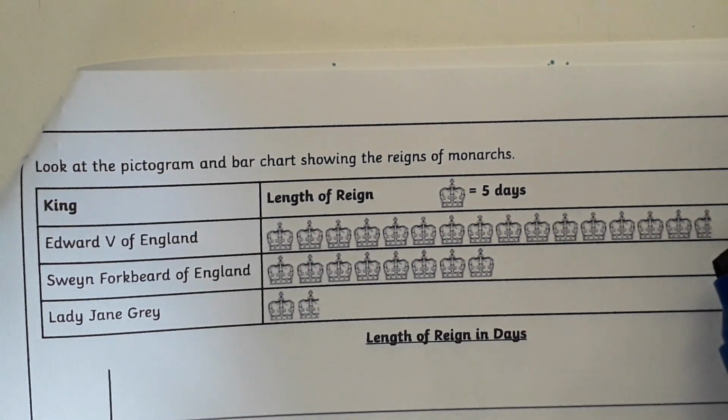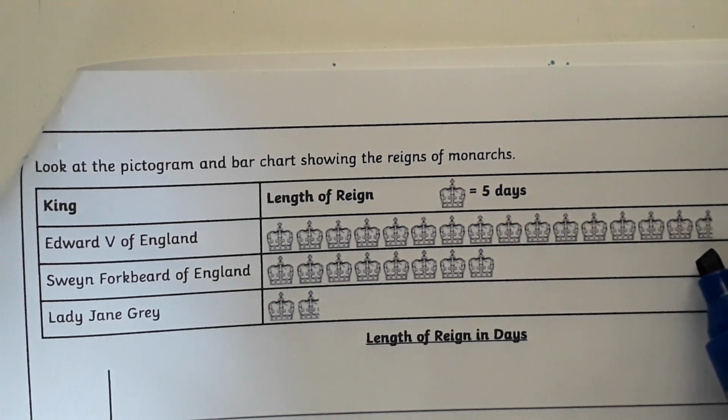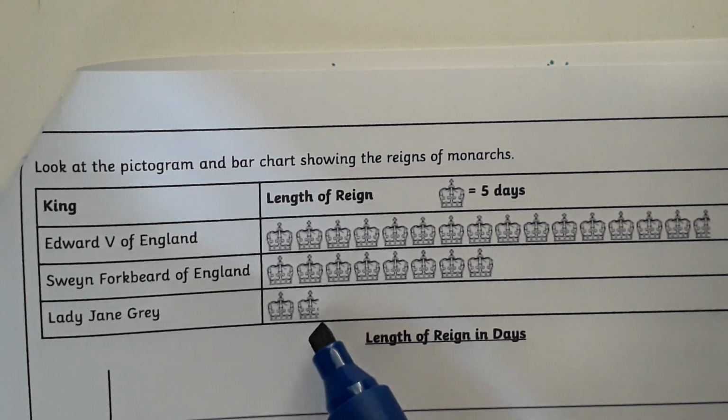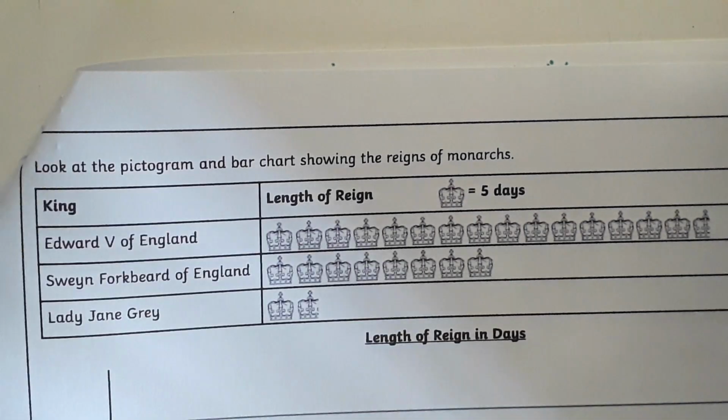And if we look at this one at the end, you can see you've got not exactly half, but just over half. So you're going to have to make a decision about what value you think that crown is. It is just over half. Okay, and there you can see you've got one that is not quite complete. So what value do you think that crown is?